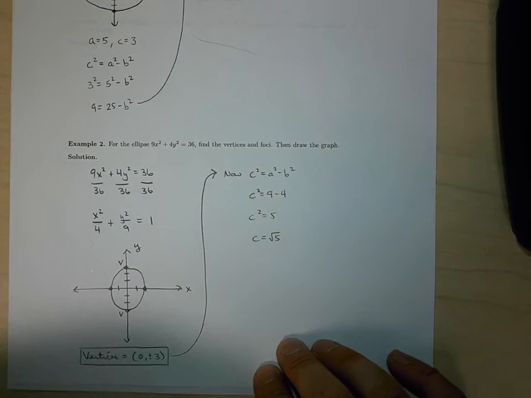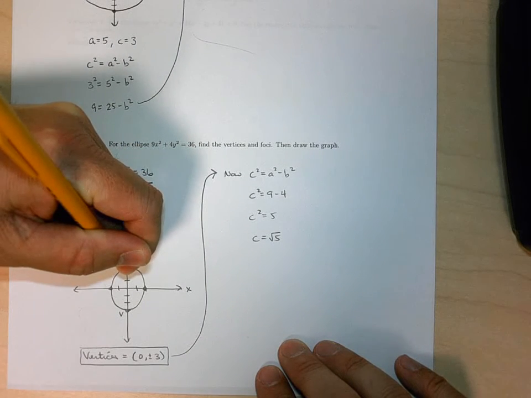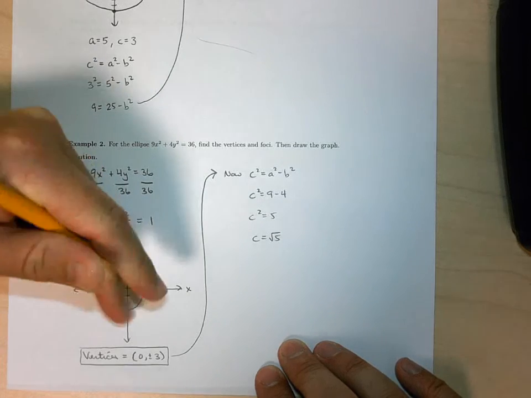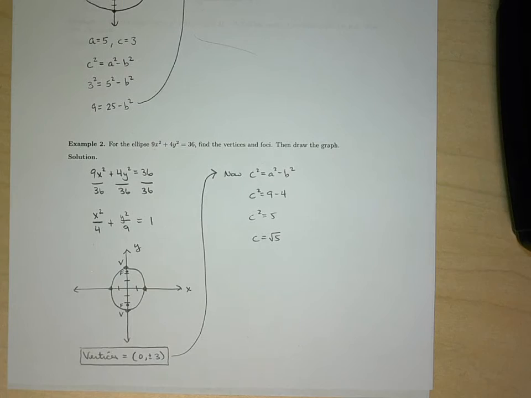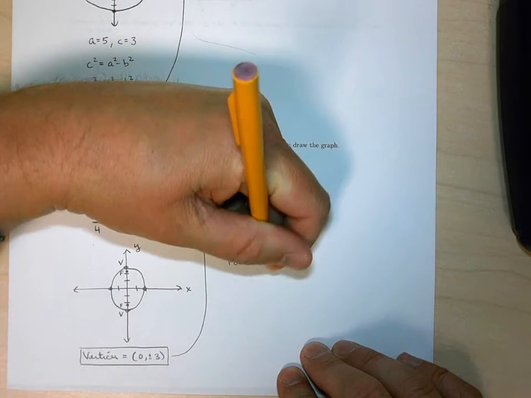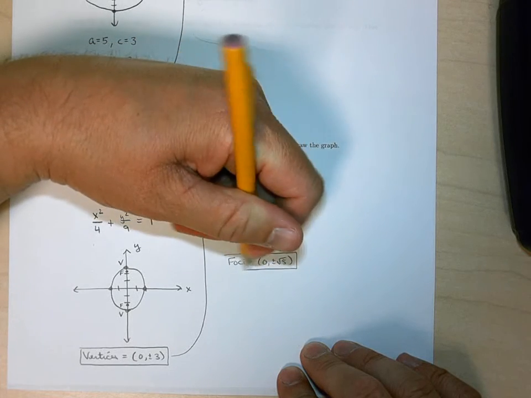So what this means, square root of 5 is about 2.2. So I would go up a little bit more than 2 and down a little bit more than 2 to sketch the foci. The foci are always going to lie on the major axis, so there's no mystery as to which axis if we know which one is longer. And so we see that the foci are at 0 square root of 5 and 0 negative square root of 5.